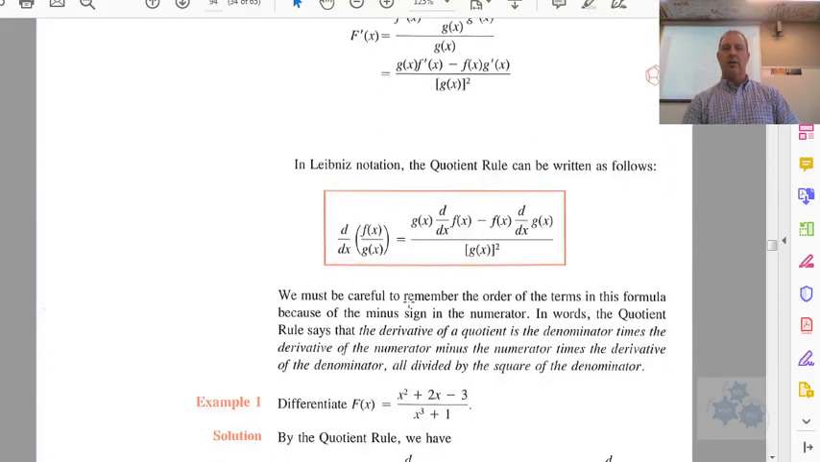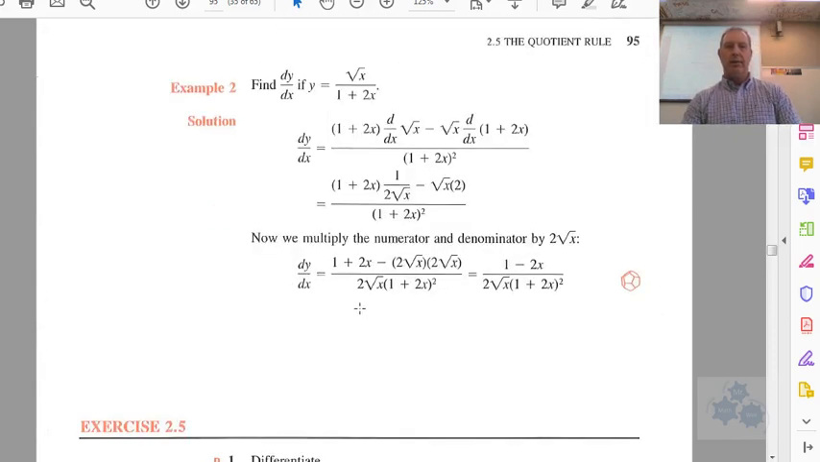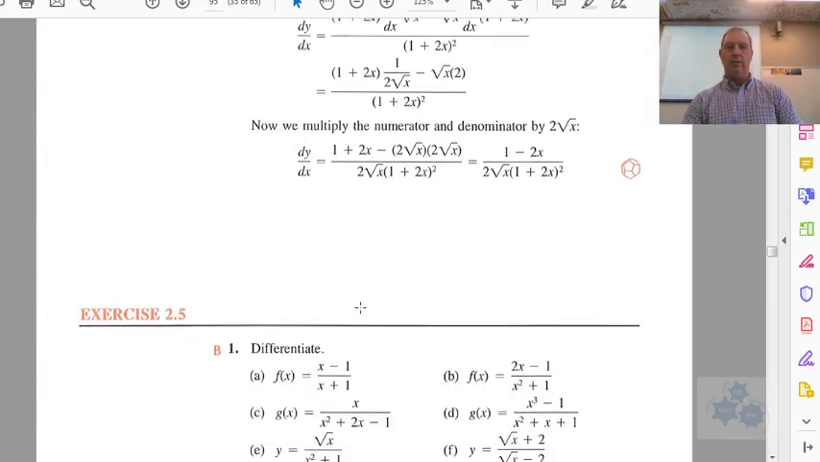Now let's get to our textbook. All right, let's get to our textbook. And let's do something that looks really ugly.